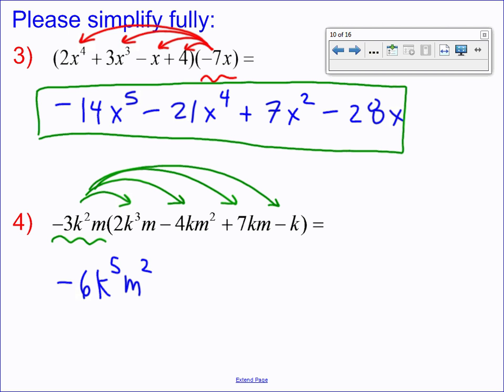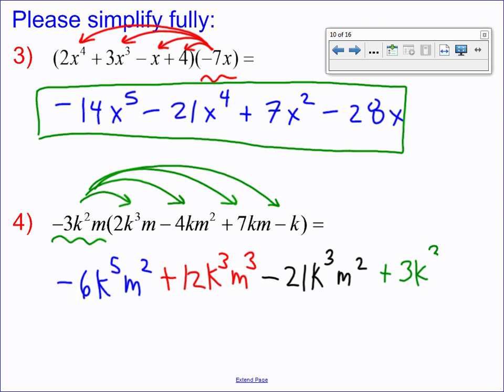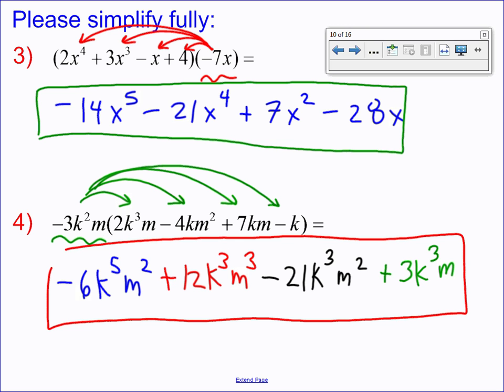Next term, negative 3k squared m times the negative 4k m squared. Overall negative times the negative is a positive 12k to the 3rd m to the 3rd. Next, negative 3k squared m times a positive 7k m is overall negative 21k to the 3rd m to the 2nd. And finally, negative 3k squared m times negative k is just a positive 3k cubed m. Put it all together, and we've got our resulting polynomial.